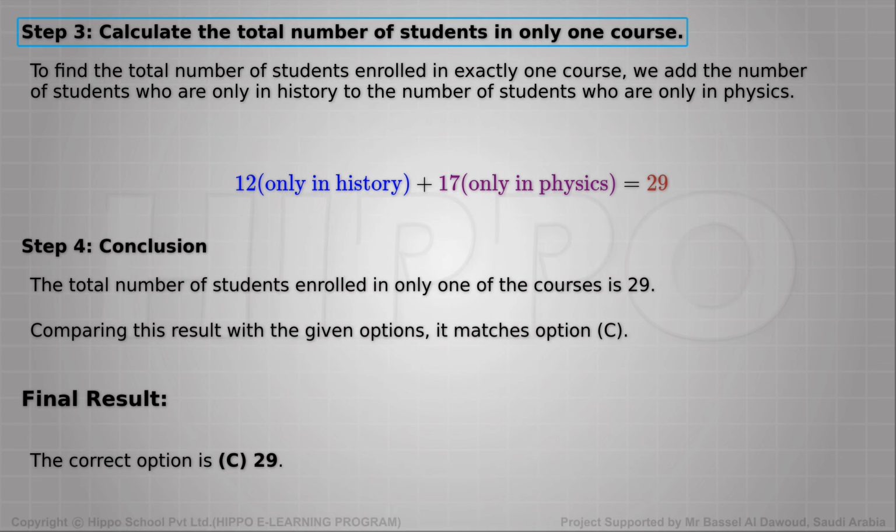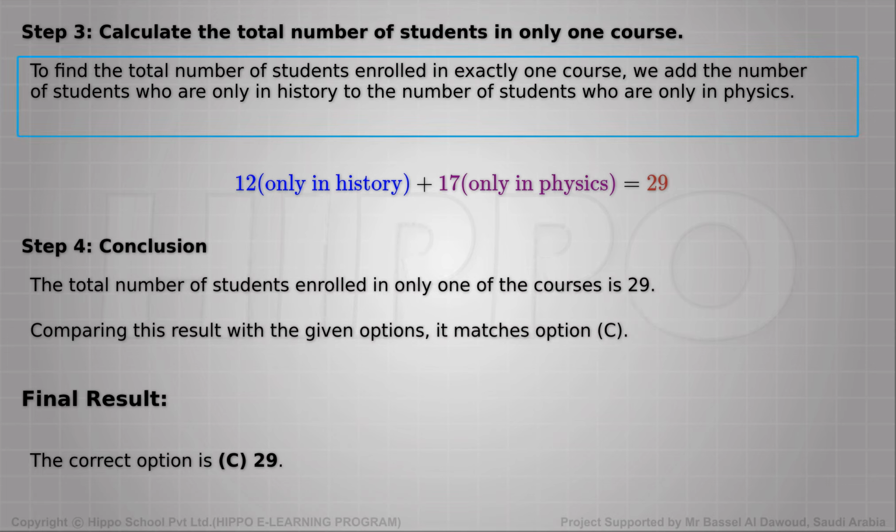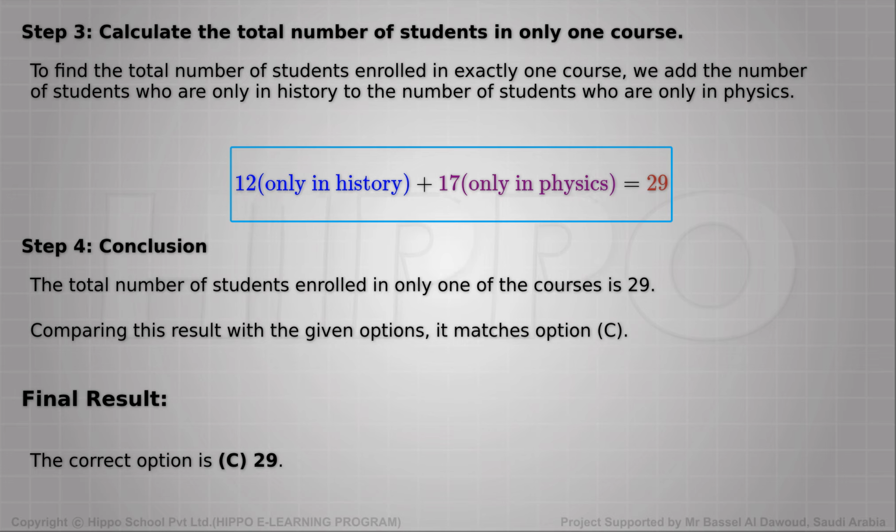We're now at the final calculation in step 3. The question asks for the total number of students enrolled in only one of the courses. We've already done the hard work. In step 1, we found there are 12 students taking only history. In step 2, we found there are 17 students taking only physics. To get our final answer, we simply need to add these two groups together. As you can see in the equation, 12 plus 17 gives us a total of 29.